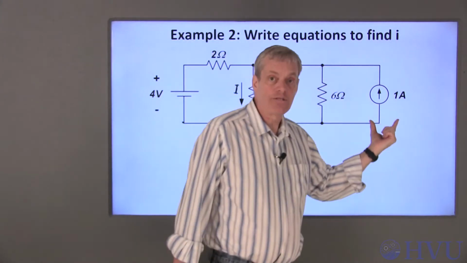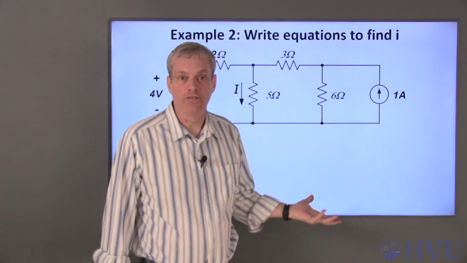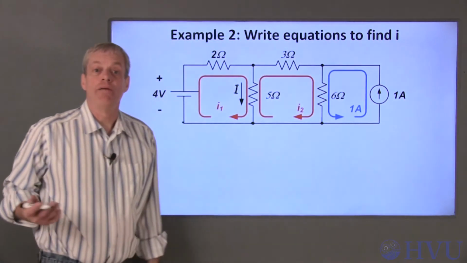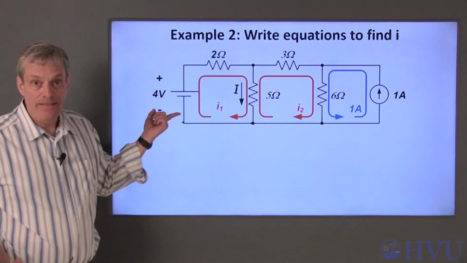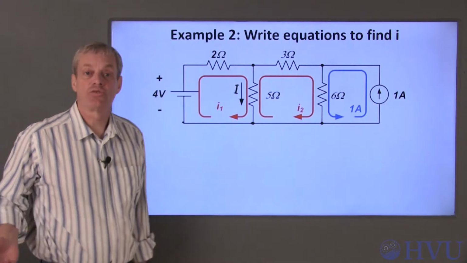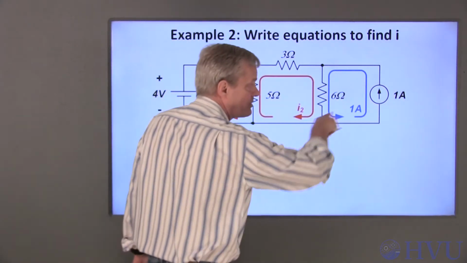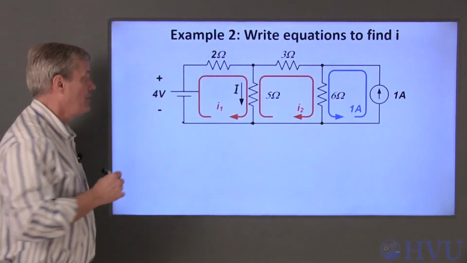The current source is accounted for by a constrained loop. I'll have the constrained loop go around this. So my mesh and constrained loops look like this. Keep in mind that the constrained loop choice is arbitrary. That could go anywhere in this circuit as long as it gets back to its starting point.